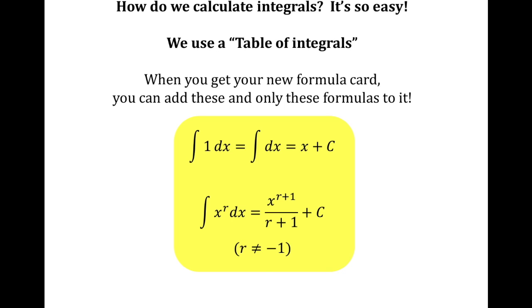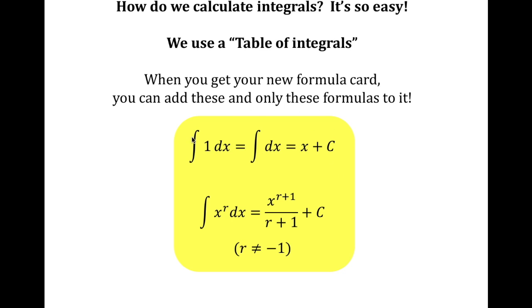Now, how do we calculate these integrals? What is the shortcut? It's really easy. We're going to use what's called a table of integrals. You're going to get a new formula card, like the formula card I gave you for derivatives. You're going to get a new formula card for integrals. When you get it, you're going to go ahead and add these and only these formulas to it.